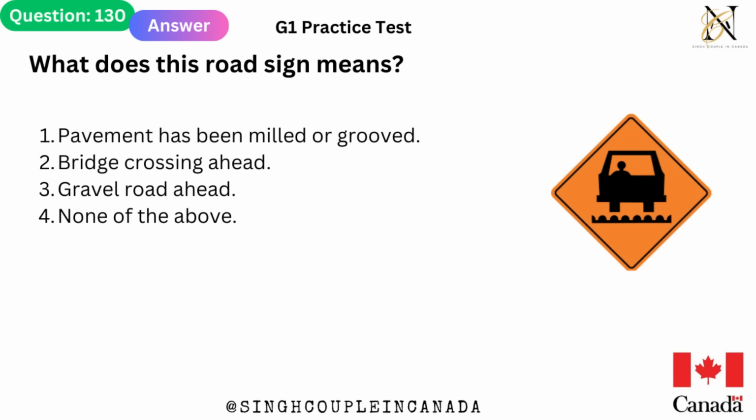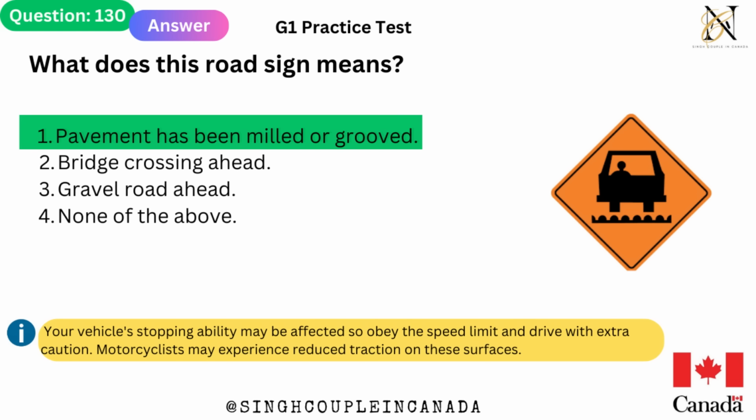What does this road sign mean? 1. Pavement has been milled or grooved. 2. Bridge crossing ahead. 3. Gravel road ahead. 4. None of the above. The answer is 1. Pavement has been milled or grooved.